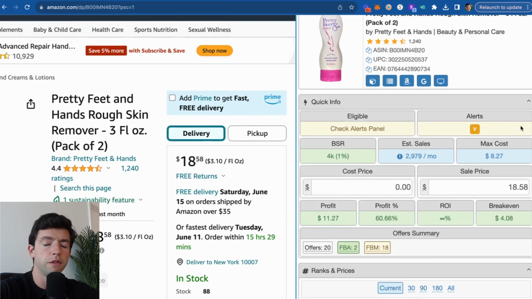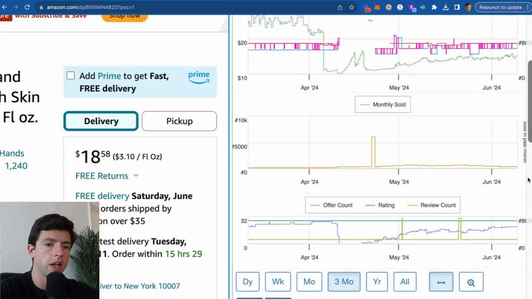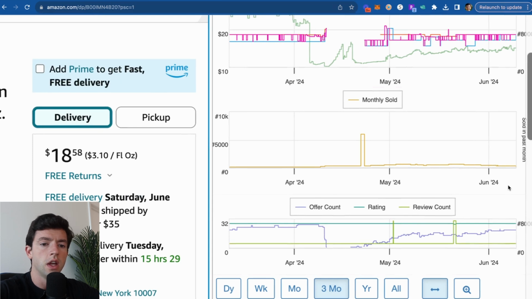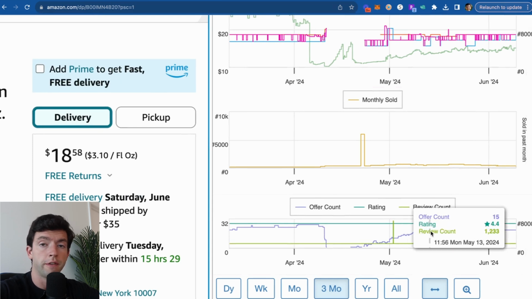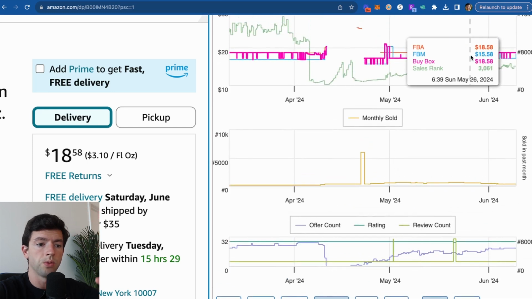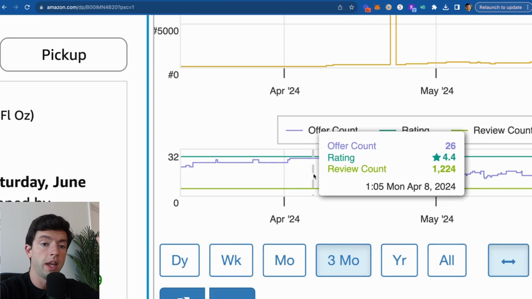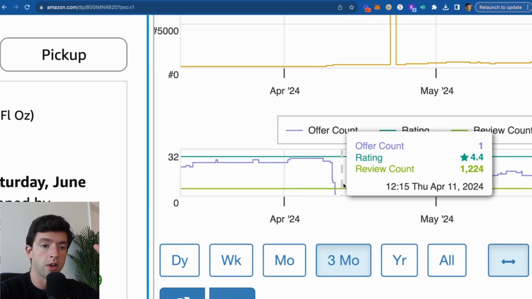So all we're going to do to find that is go ahead and scroll down here on SellerAmp and take a look at the chart right here and look for any cliffs. We can see the past couple months, the offer count's been nicely flowing up and down right here, and we can see the price is nice and steady as well. However, we can isolate right here, April 8th, the offer count was 26, and then we can see it dropped all the way down to 0 right here, 1 and 0 right there, basically.